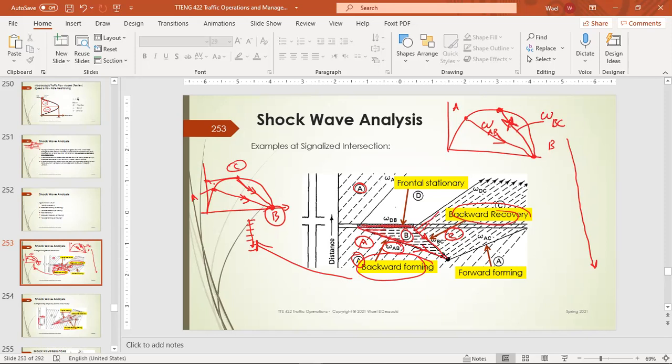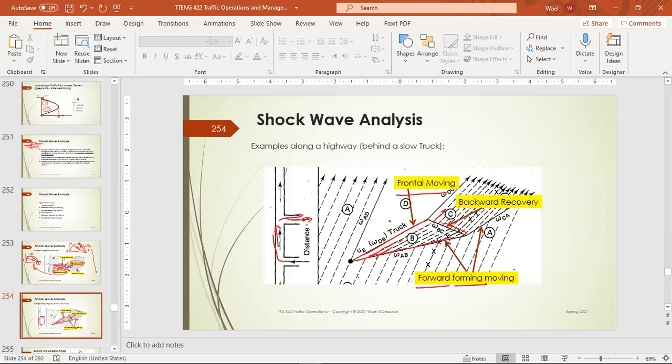There are two states of flow: state B and state D. Where is state D? That's state D. It's zero flow and zero density. State B is zero flow but maximum density, jam density. You get that, guys? Okay.